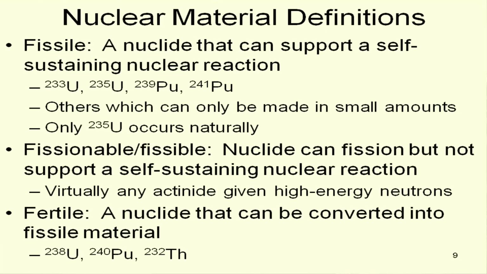Fertile is a nuclide that can be converted into a fissile material. And the ones most often thought about are U-238, which leads to plutonium, plutonium-240 leading to plutonium-241, and thorium-232, which is the sort of alternate fuel cycle not really being pursued very seriously that leads to U-233 as the fissile material.